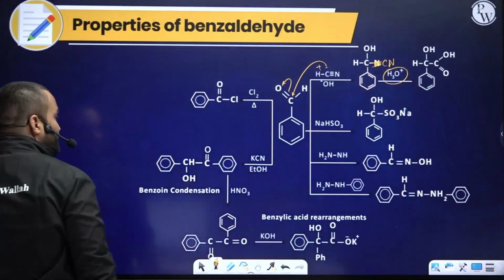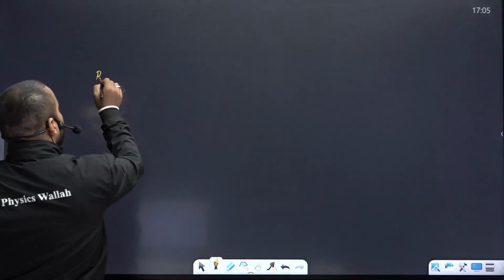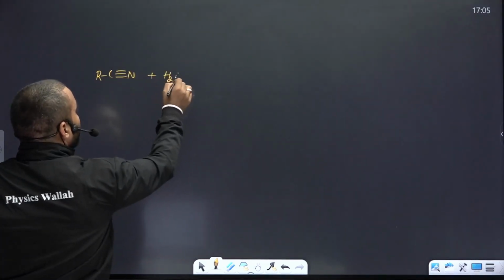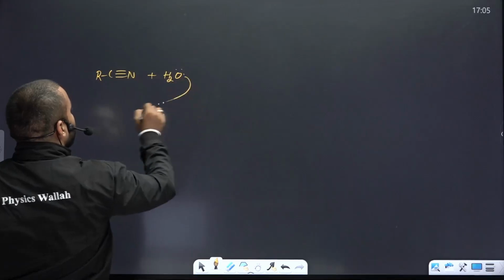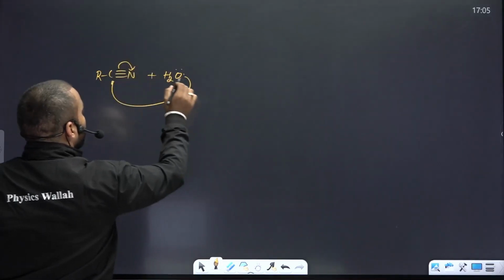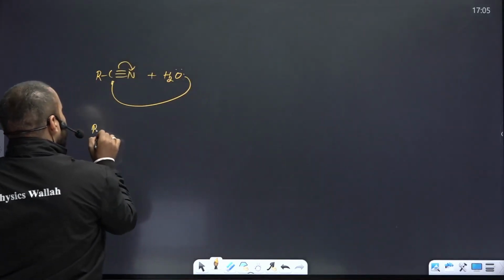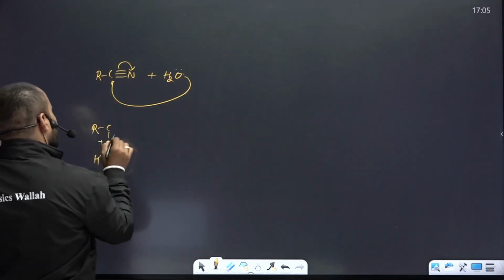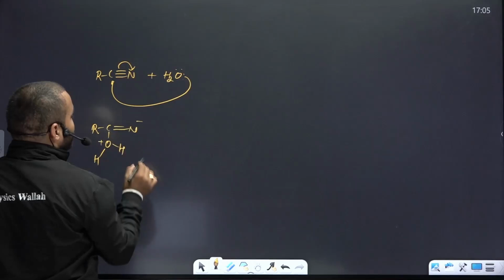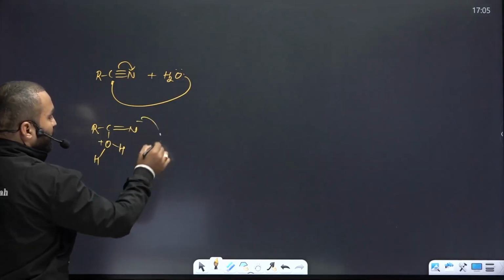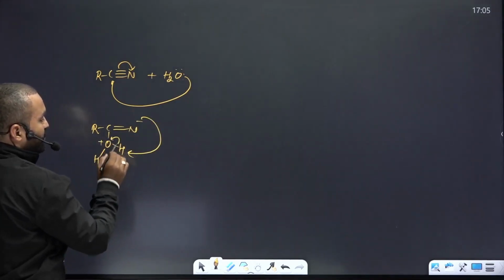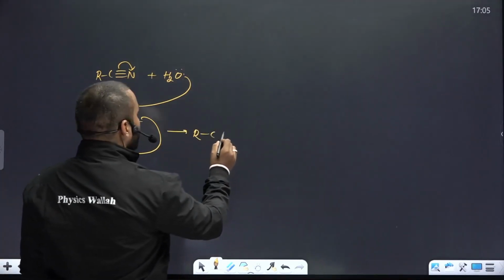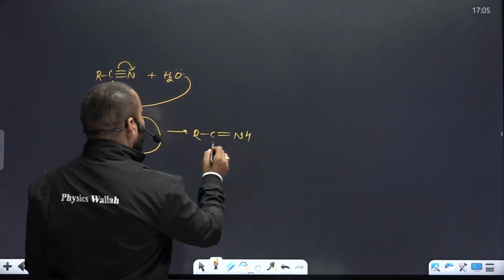I want to explain this reaction. Let's start with RC triple bond nitrogen. When you react it with H2O, what happens? The water lone pair starts attacking this carbon atom. The pi bond opens up. You will obtain R-C-OH, with oxygen having a positive charge and the nitrogen double bonded with a negative charge. Intramolecular proton transfer happens from here. Hydrogen loses its electron back to the positively charged oxygen. Now the compound obtained has NH and OH.